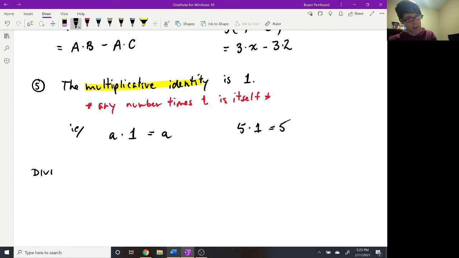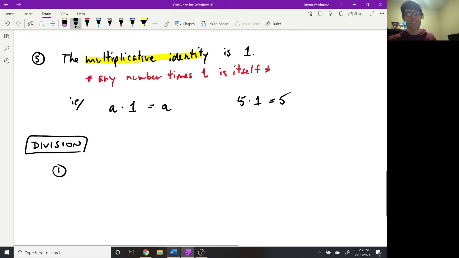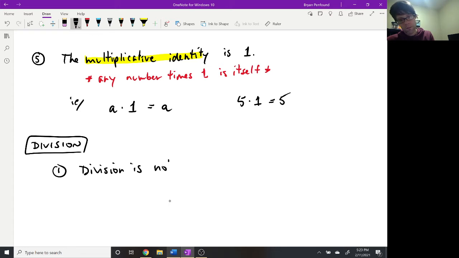So let's turn our focus to division. Division, I think that's how I spell it. And let's talk about commutativity and associativity. Division is neither of those things. So division is not commutative and division is not associative. So in other words, I should be able to set up a division statement.